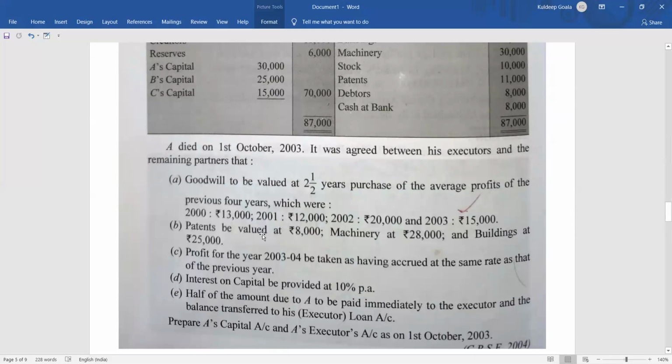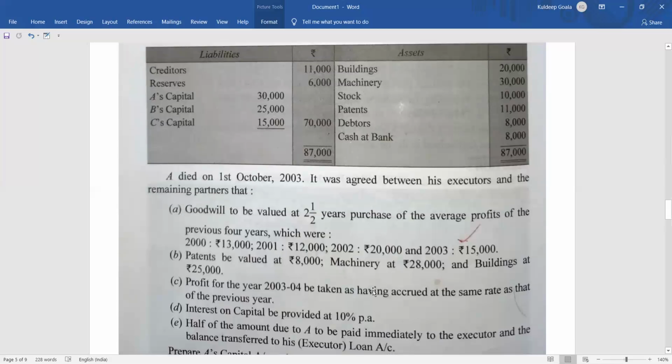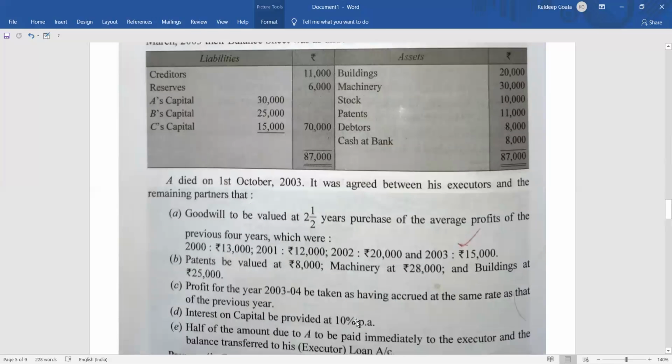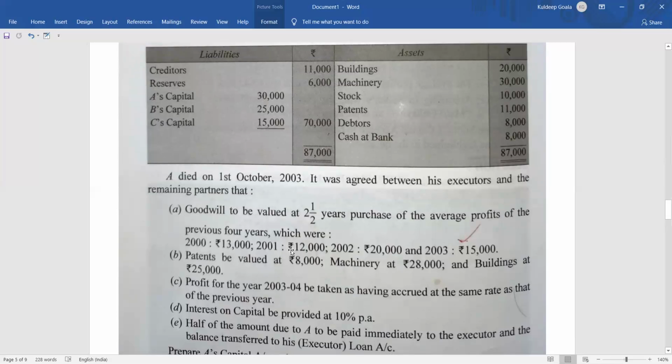Uske baad next what is there? Interest on capital will be provided at a rate 10% per annum. So in the previous question I told you the same way. Interest on capital will be 30,000 into 10%. So 30,000 into 10 by 100 into 6 by 12. So how much will be the amount? 1,500 rupees. You can calculate and see.